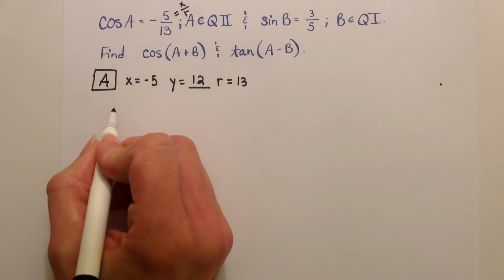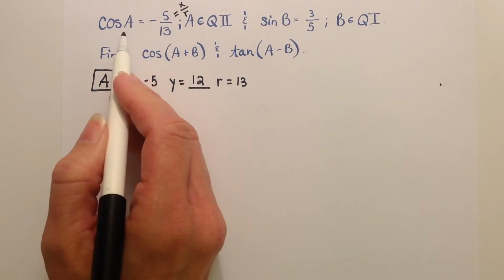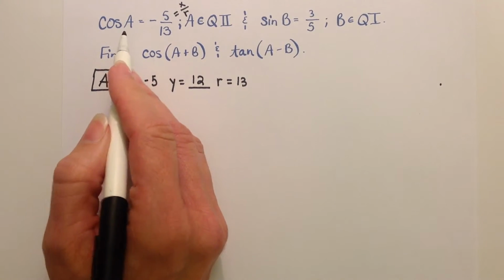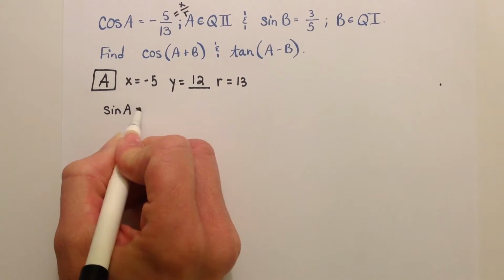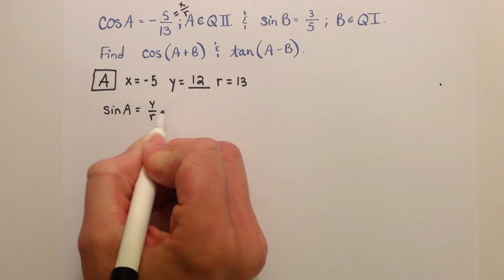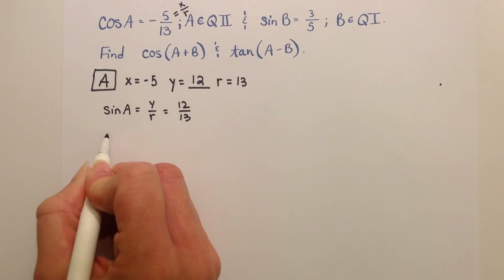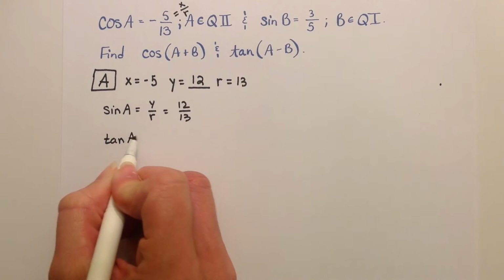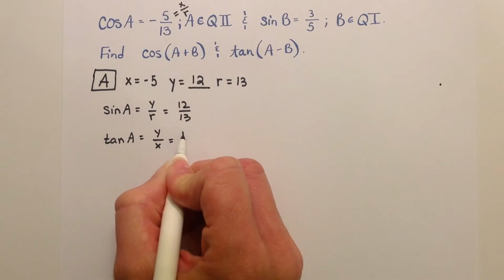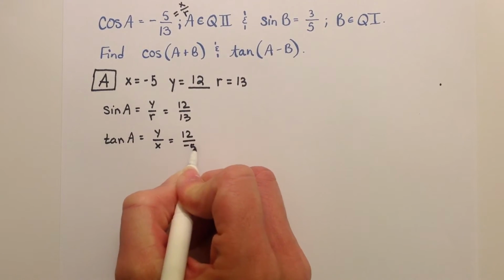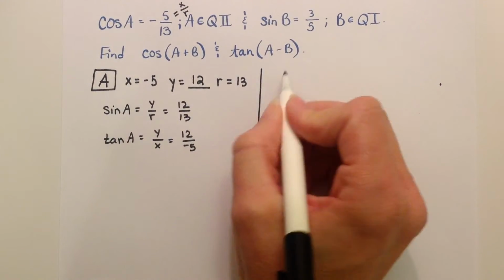Okay, now I'm going to go through and identify, of course I'm already given cosine, but I need to find sine and tangent both here. So sine of angle A, of course sine is Y over R, so I would have 12 over 13. And then same thing for tangent. Tangent is Y over X, so that would be 12 over negative 5. Okay, we need to do the same thing for angle B.